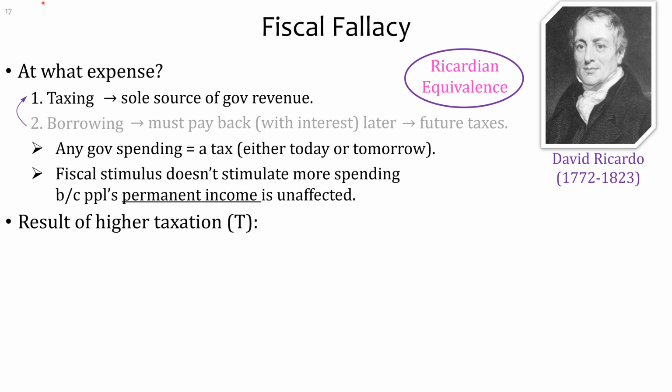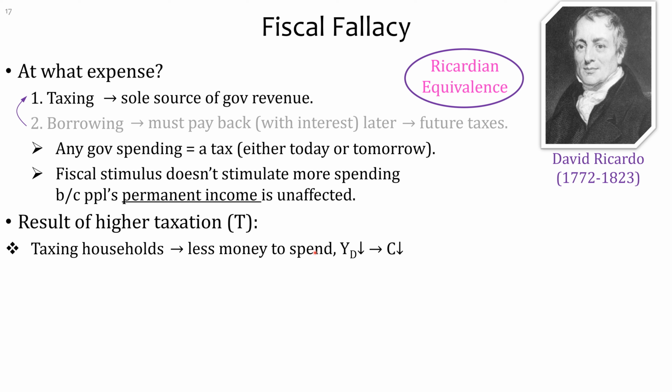Let's unpack this. What happens if there are higher taxes? You have to think of households. If they tax the households, you have to think of the disposable income, right? So disposable income goes down, therefore consumption goes down. If they tax firms, what happens to them? Their incentive to invest is going to be less, therefore investment goes down.